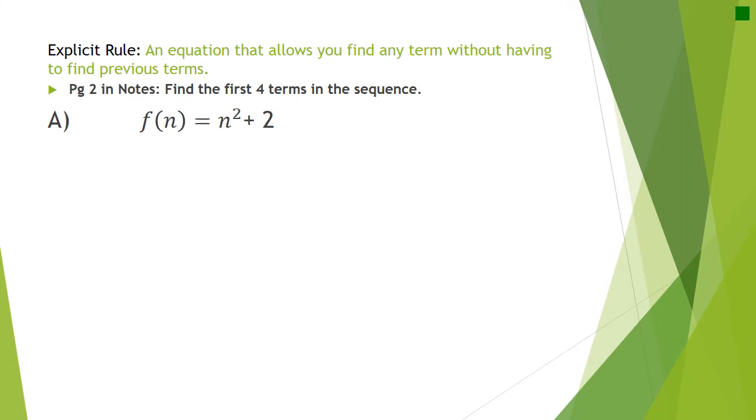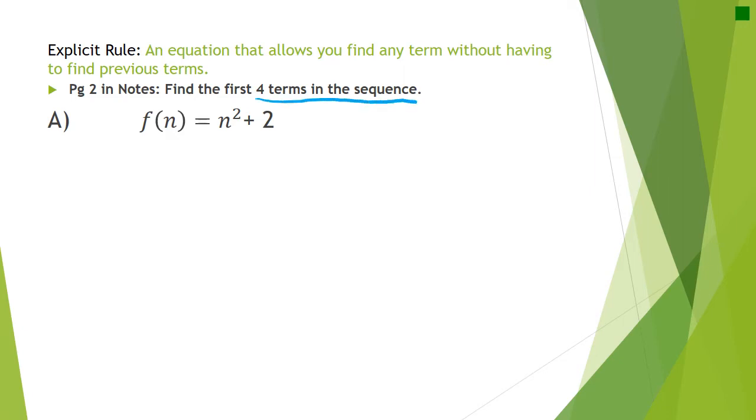On page 2, the explicit rule is defined as an equation that allows you to find any term without having to find the previous terms. This is what we usually use for our equations. So, for example, if you wanted to solve f of n equals n squared plus 2, we'd have to know what n is first. So they want us to find the first 4 terms in the sequence.